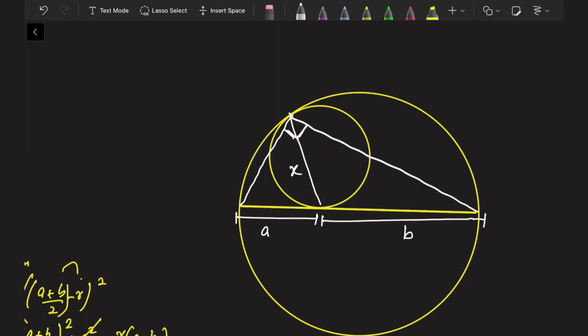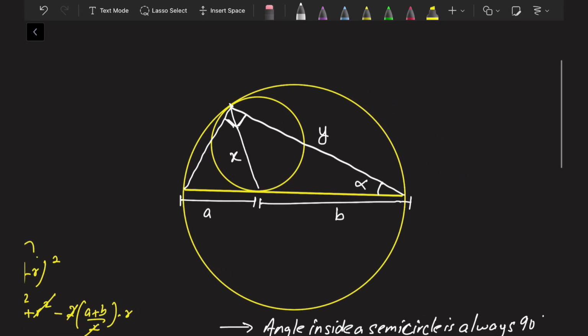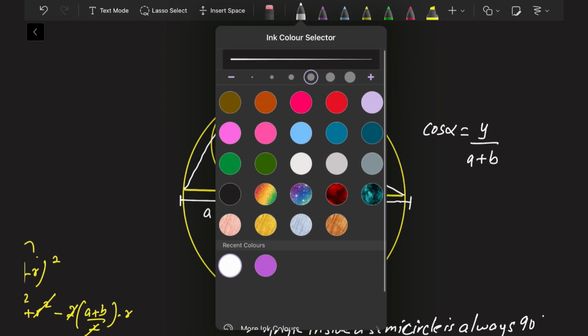Okay. Now what we will do is take the length from here to there as some variable and let that variable be equals to y. And let this particular angle over here be equals to alpha. So clearly from a right angle triangle perspective, we can see that the value of cos alpha would turn out to be, base is y and hypotenuse is a plus b. Now let us use my favorite theorem, and that is the cosine rule.